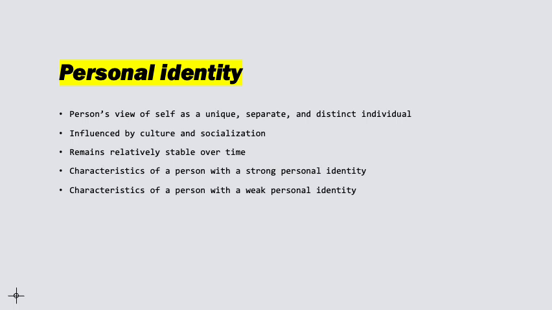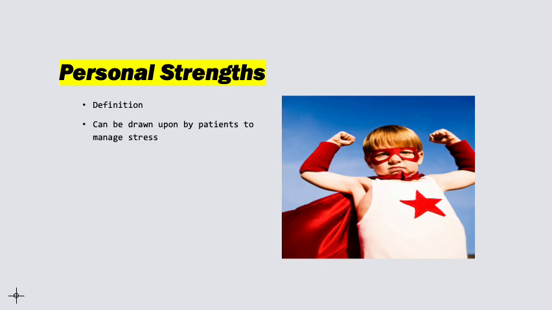This type of person is more likely to compare themselves with others and be influenced by others, and when faced with a crisis, they are more likely to limit their activities or blame illness or disability on others. Personal strengths are components within a person that one draws upon to manage stressful situations in life, such as a positive mental attitude, talents, pride in life achievements, and positive coping skills. These can be drawn upon by patients to help manage stress.